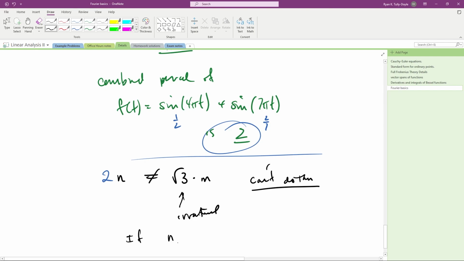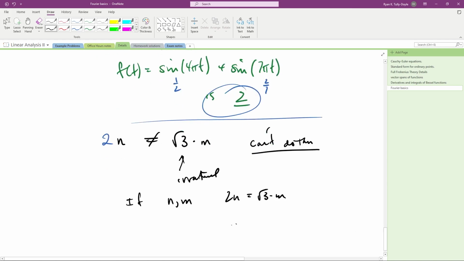If you could find an n and an m so that 2n was equal to the square root of 3 times m, then it would mean that the square root of 3 would be equal to 2n over m. That's a rational number because it's a fraction. But root 3 is irrational. It doesn't have a rational expression that expresses it, right? And so that means that this is impossible.